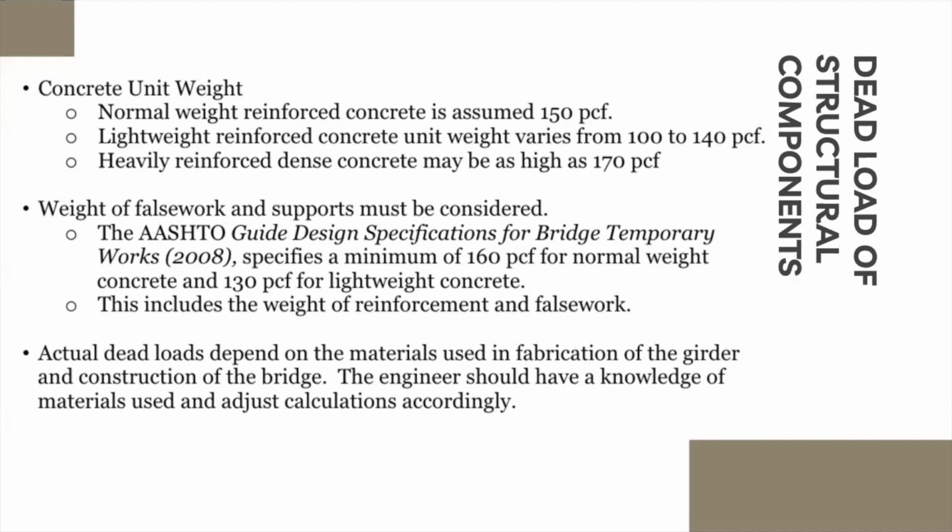The AASHTO Guide Design Specifications for Bridge Temporary Works from 2008 specifies a minimum of 160 PCF for normal weight concrete and 130 PCF for lightweight concrete. This includes the weight of the reinforcement and the falsework of the beam. Actual dead loads depend on the materials used in fabrication of the girder and construction of the bridge. The engineer should always have a knowledge of the materials used and adjust the calculations accordingly.